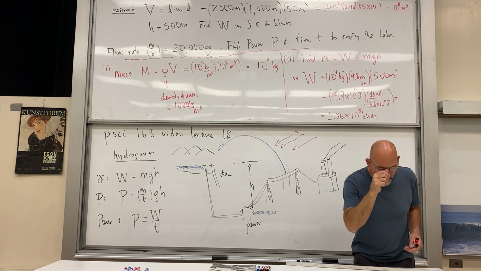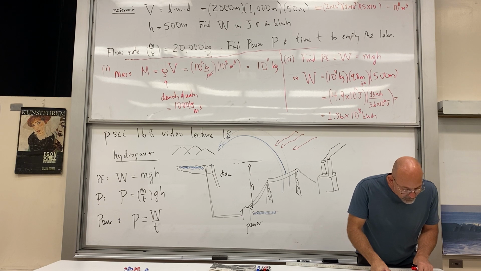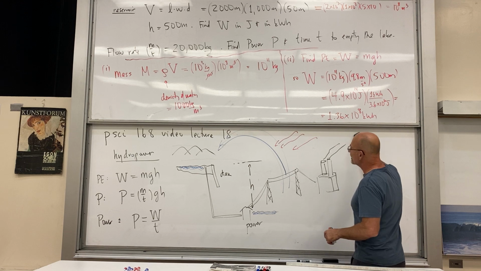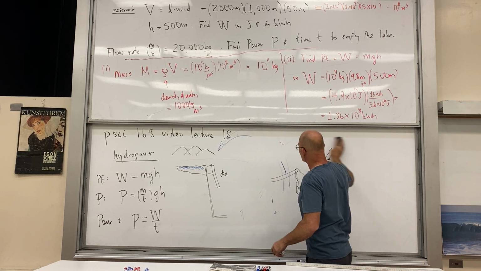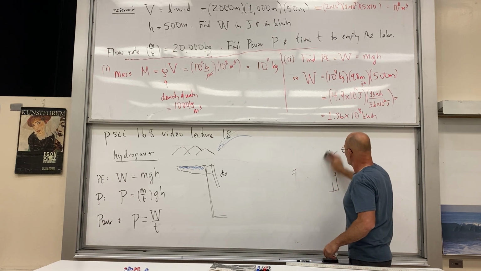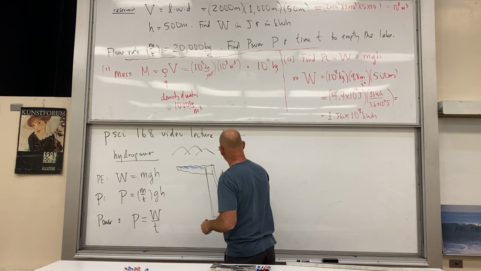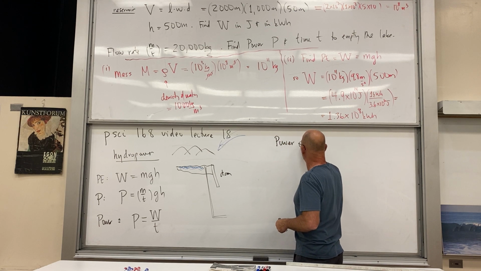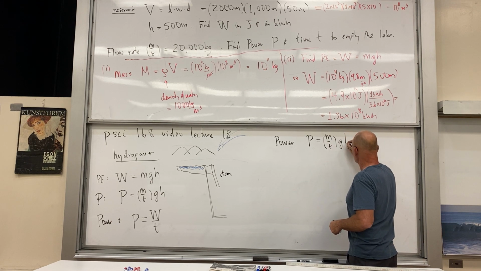And what else was in that problem? Then we wanted the power. So we're going to use the power formula. I'll go ahead and erase this picture, but you know, I need to have that dam there in place for the further discussion. May have to redraw it. So next we have power. Power is M over T GH.